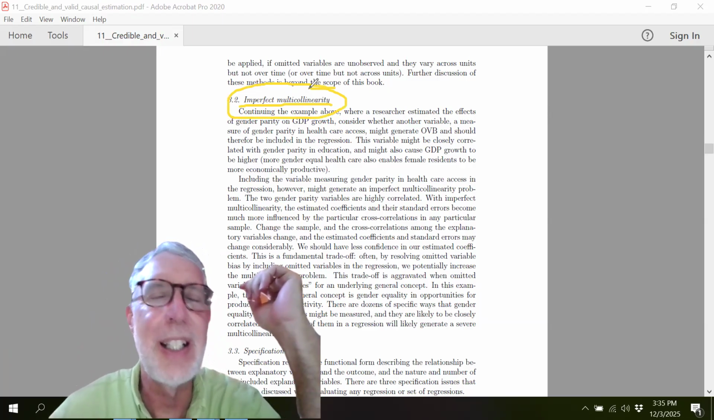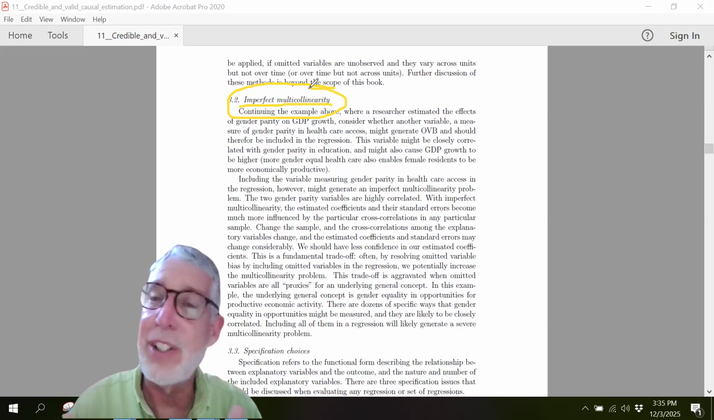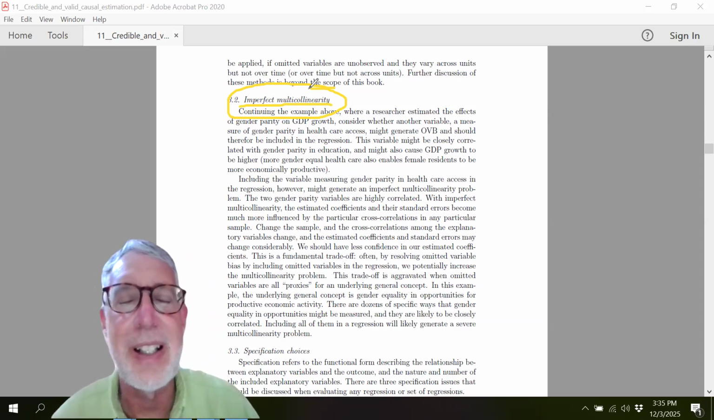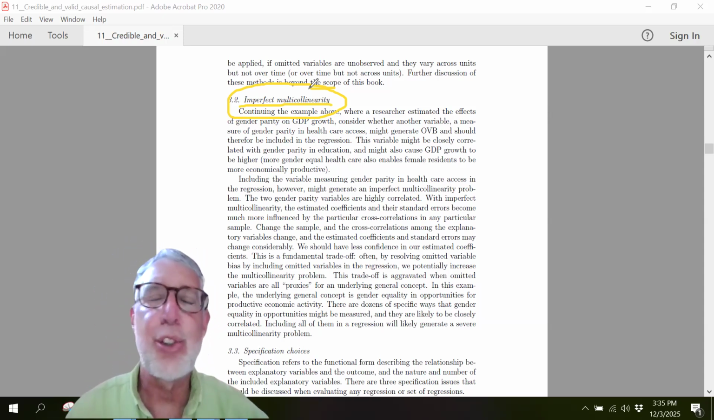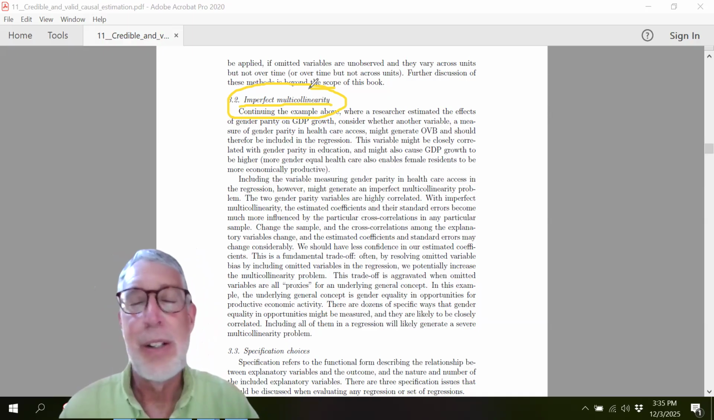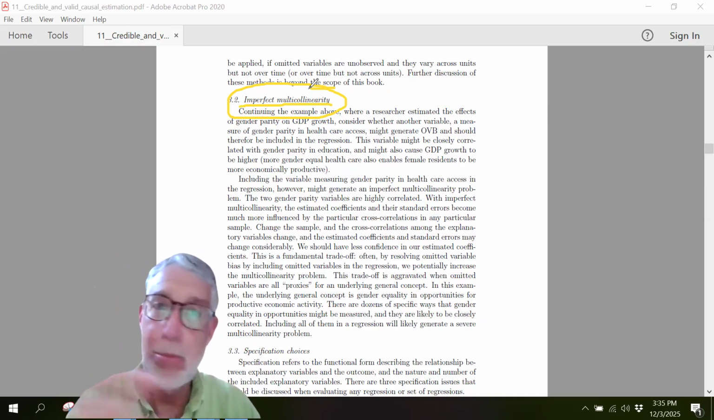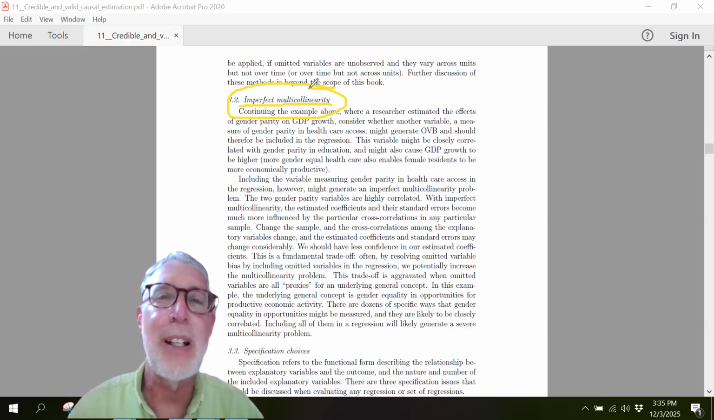imperfect multicollinearity. And basically the problem is one of the coefficients might not be statistically significant and might have a very strange coefficient on it. So that arises when you have imperfect multicollinearity. The only way to know whether you have that situation is to use your reasoning and to do the correlation between these two explanatory variables.